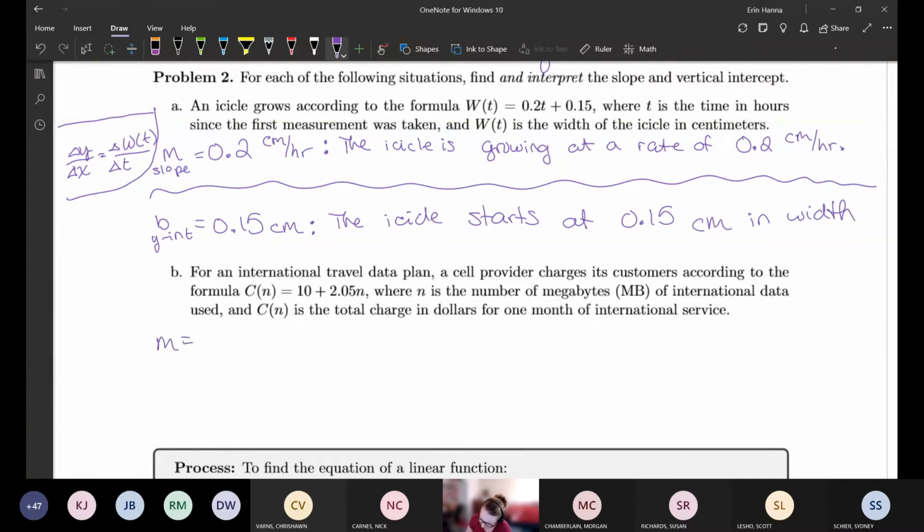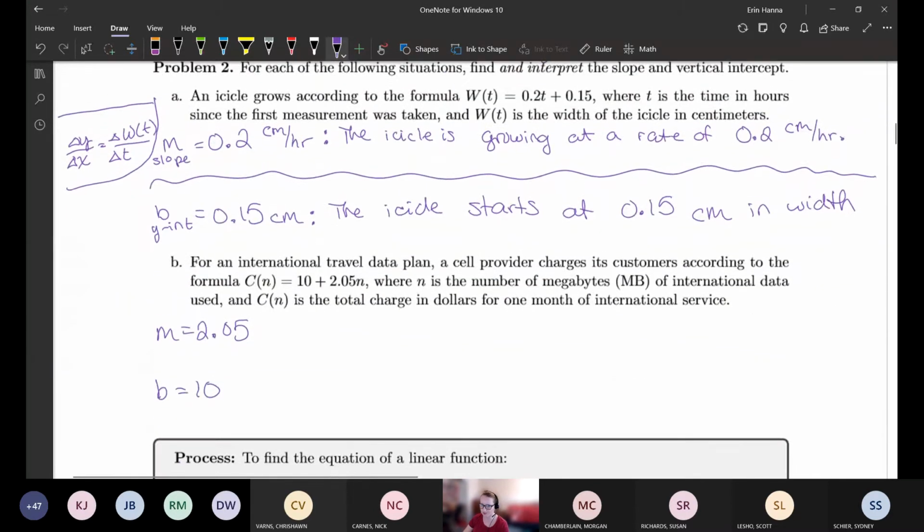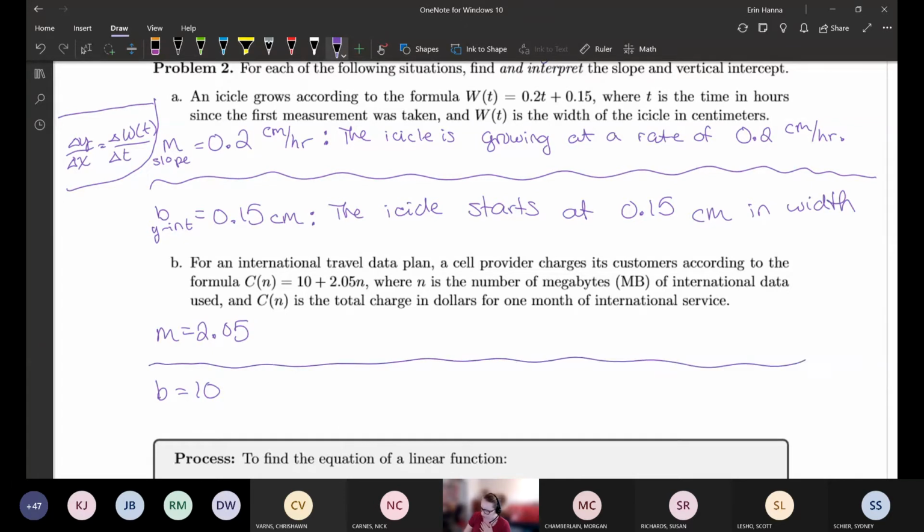So the slope here would be 2.05. Be careful, it's not just the first thing in the statement. I know the original format is y equals mx plus b, but this case was written as b plus mx. So the slope is the thing that's attached to the variable, and the y-intercept is the thing by itself. Let's look at units first. The 10, the y-intercept, would be a y value, a C of n value, so that's going to be a total charge, which is dollars.